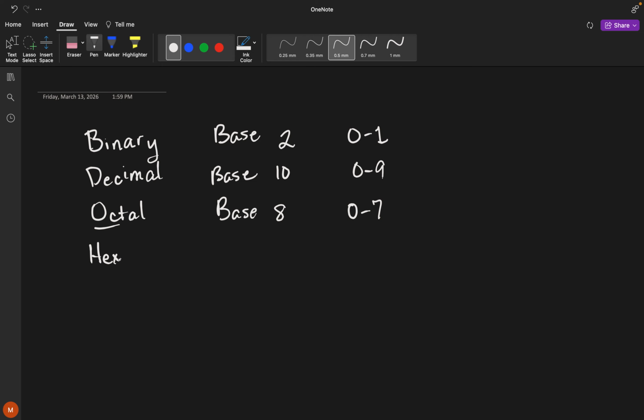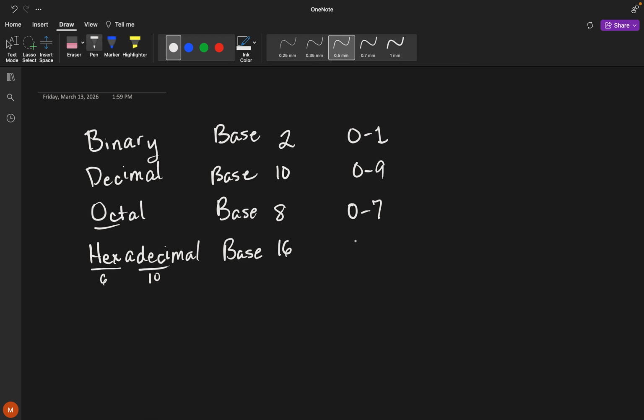hexadecimal. That's another one often used in computer science. Usually it's used as a way to express lots of binary in a shorter amount of space. So it's not really used in storing anything in the computer. It's used in talking about lots of binary in a shorter way. And this one's a little weird, but it's hex, which is 6, and dec, which is 10. So this is base 16.